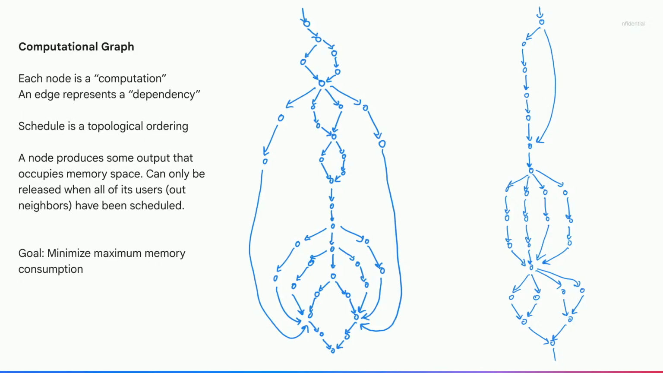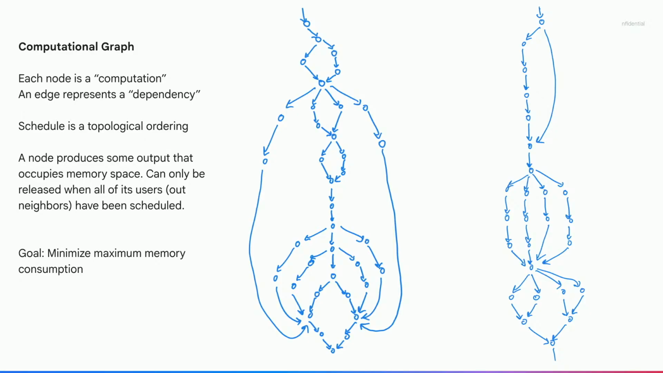And the goal is to find a schedule that will minimize the maximum memory consumption. At what point in the schedule do I need the most amount of memory? I want that to be as small as possible. The motivation is that a GPU has a finite memory limit. If your schedule needs more memory than that, it's just not going to fit, so you need to do more work. So the graph is static?